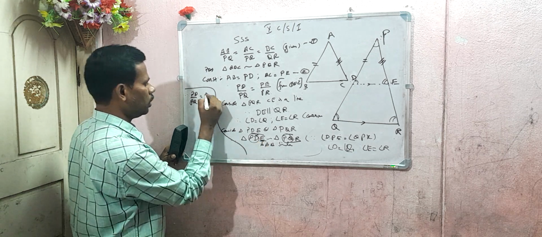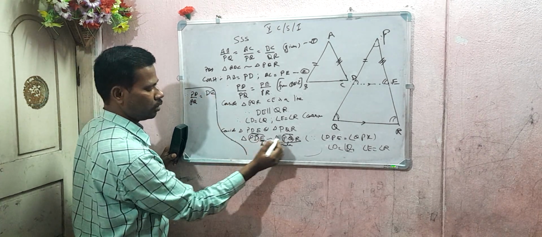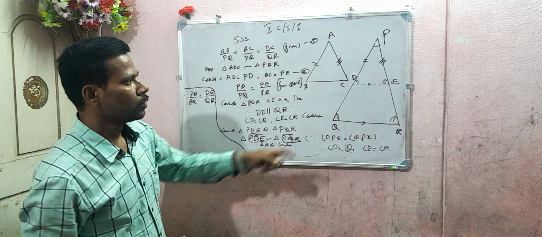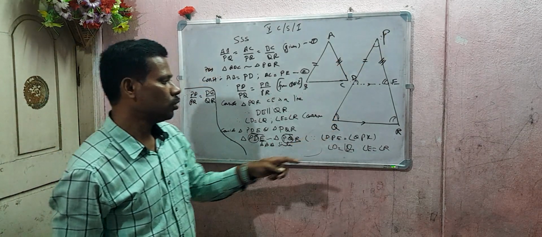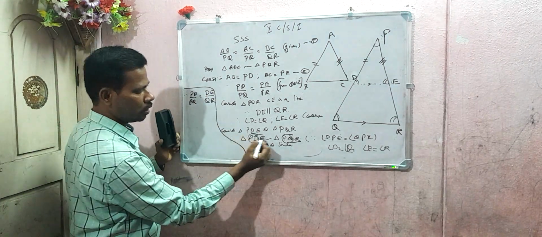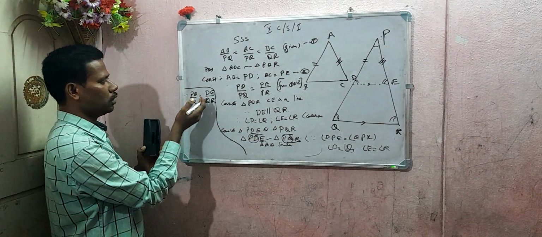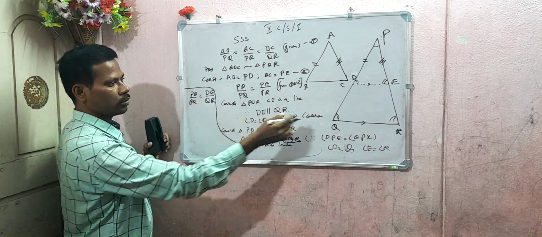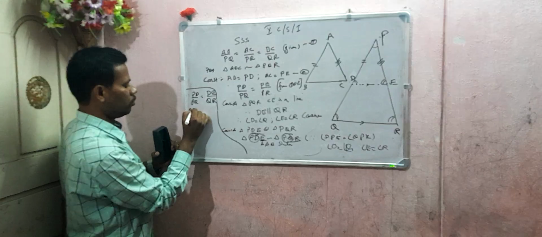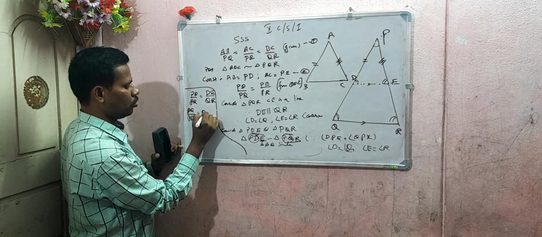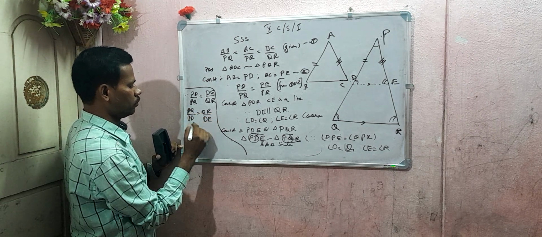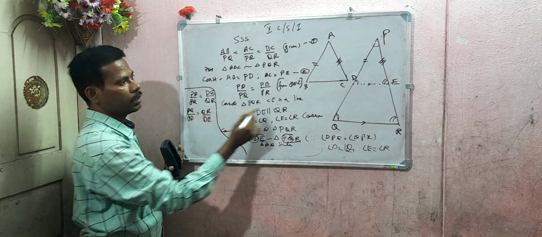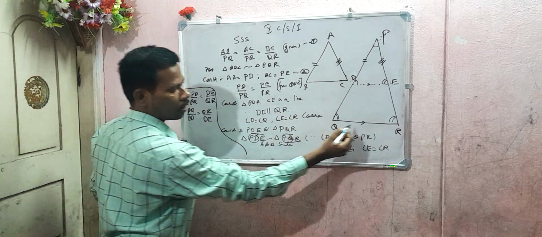This one, DE by QR. PD by PQ is equal to DE by QR. Just interchange this one because I want to make it as big one. So PQ by PD is equal to QR by DE. PQ, whole one I want to consider by PD, this one, and QR by DE.